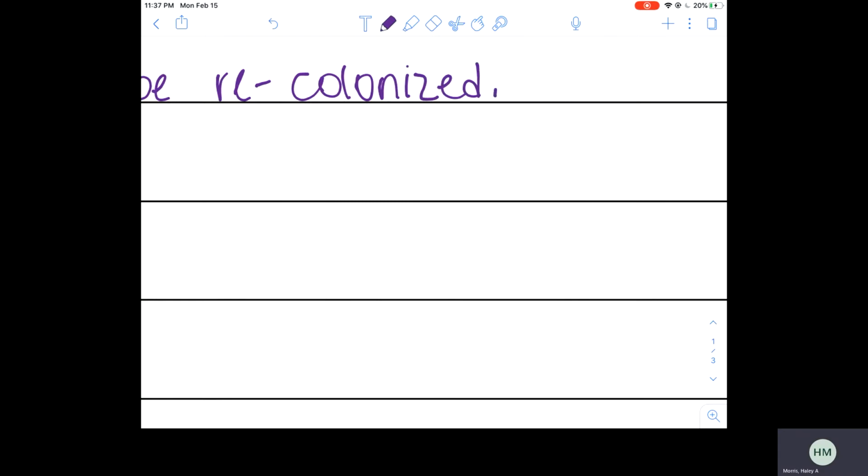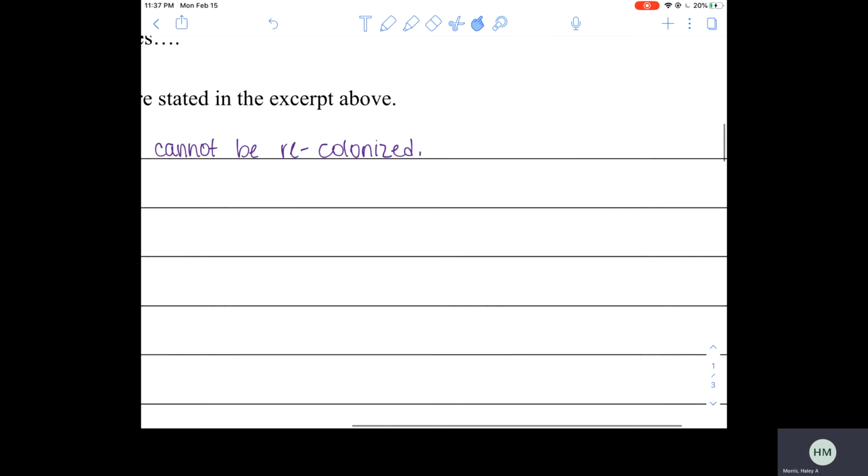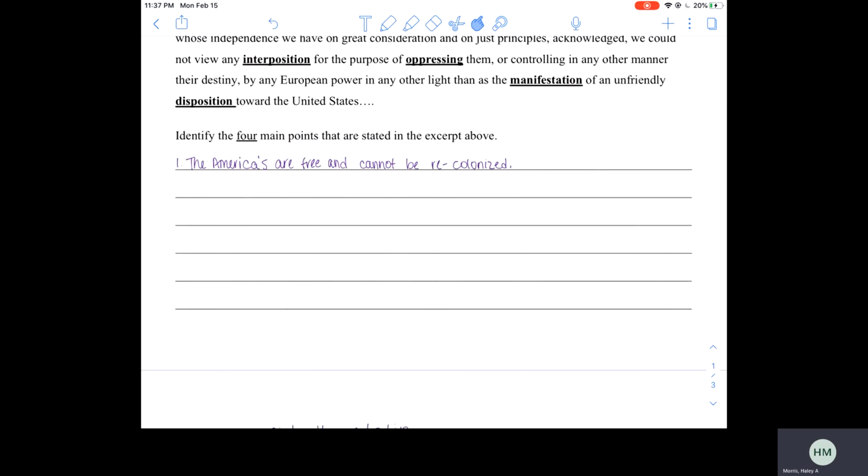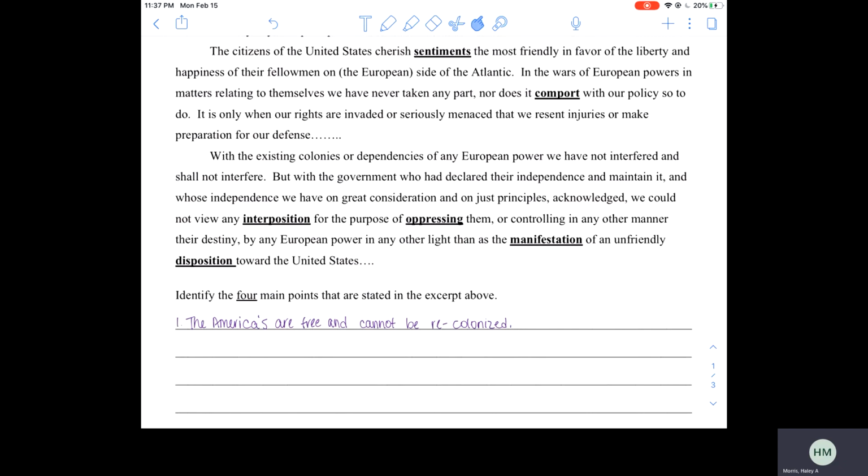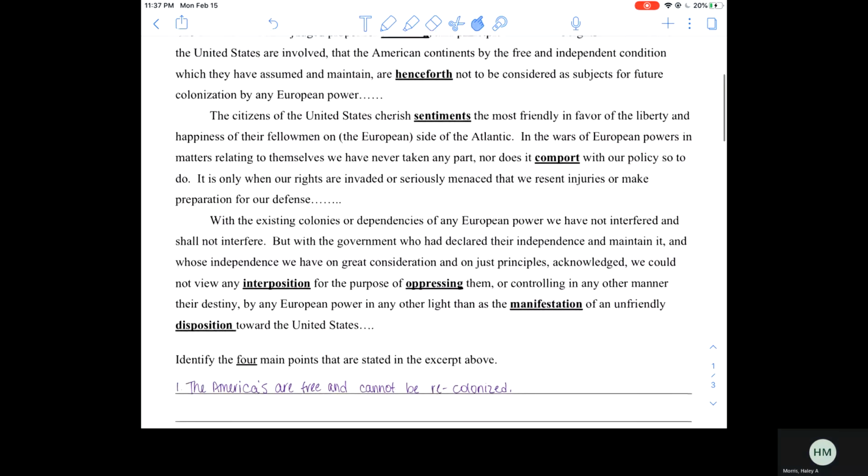So it's saying, not only can Britain not colonize the Americas, but Spain can't, France can't, and not just where you were colonized before. They don't want any European interference over here.